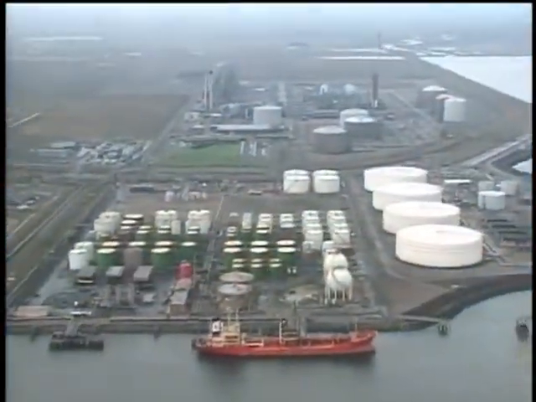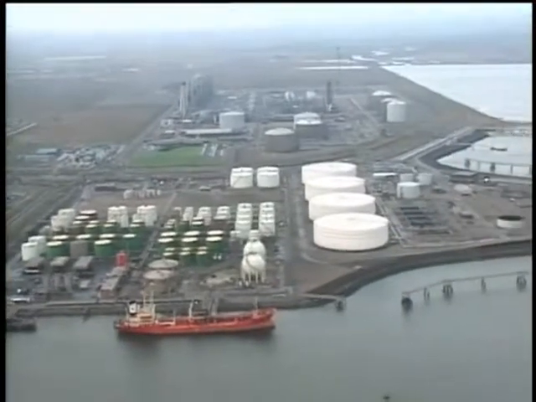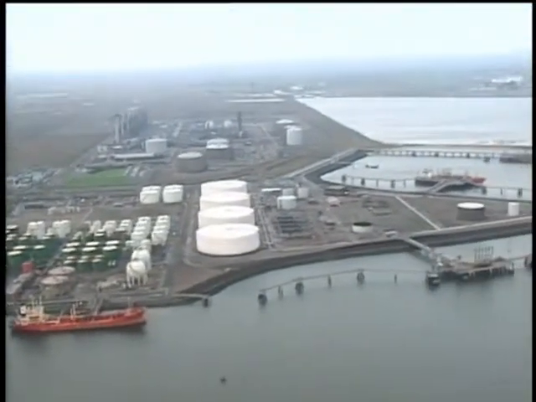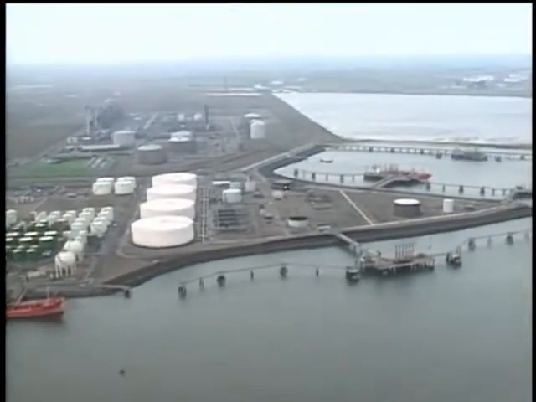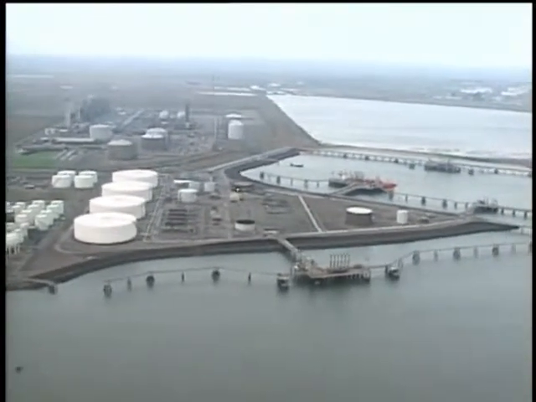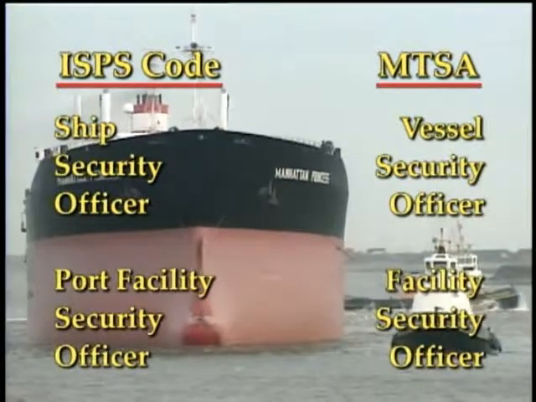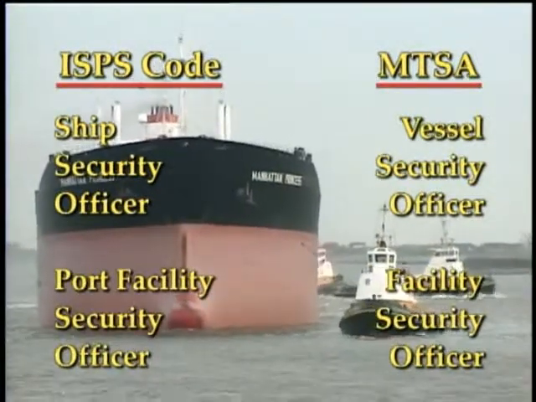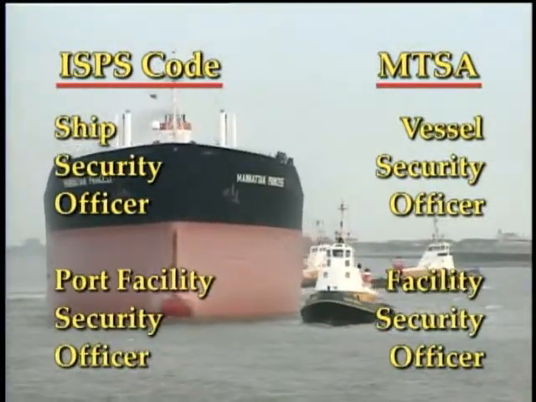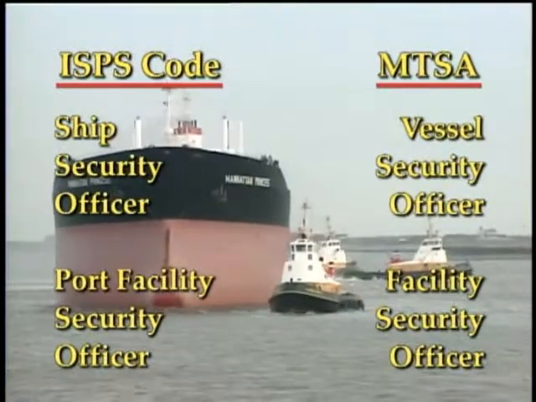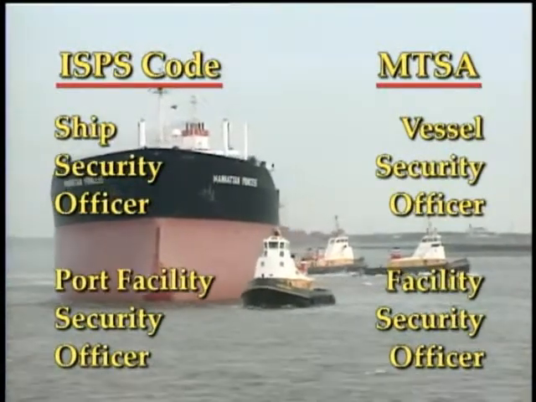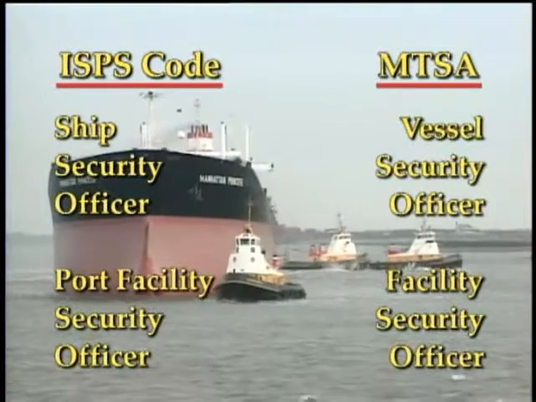While reference to the company's security officer, CSO, remains the same in both the ISPS code and MTSA, under the MTSA, the ISPS code Ship Security Officer, SSO, becomes the Vessel Security Officer, VSO, and the Port Facility Security Officer, PFSO, is equivalent to a Facility Security Officer, FSO.